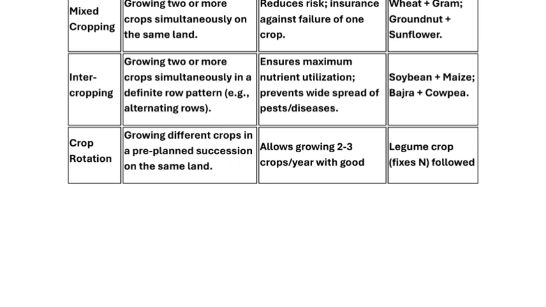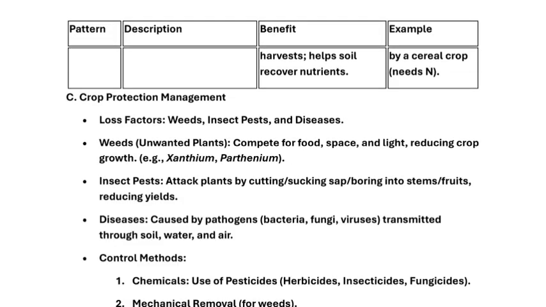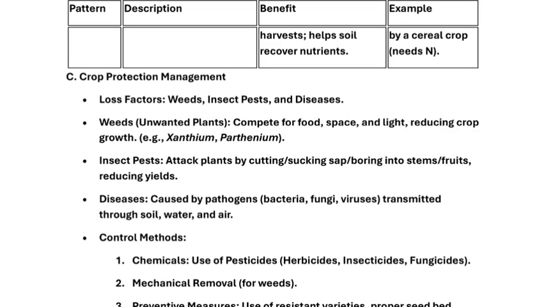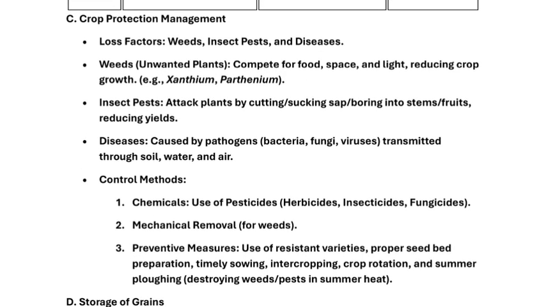Crop rotation: growing different crops in a pre-planned succession on the same land, allowing 2 to 3 crops per year. Benefit: for example, a legume crop fixes N and is followed by a cereal crop, which needs N. Good harvests help soil recover nutrients.